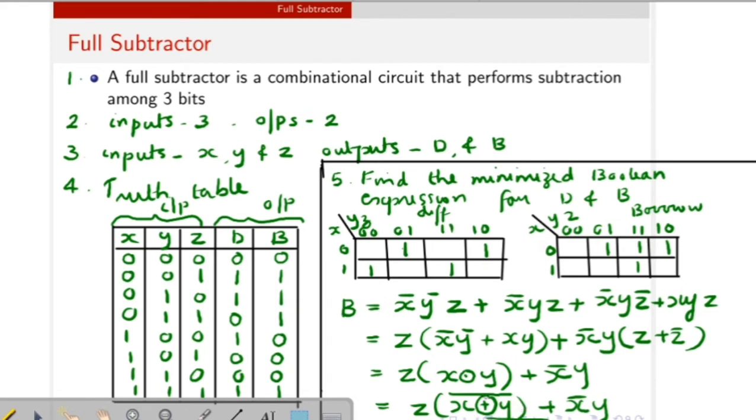So here we have an XOR gate and complement it, then an AND gate and an OR gate are required for that. Okay, so it is easy to implement the logic circuit for this borrow. Clear?